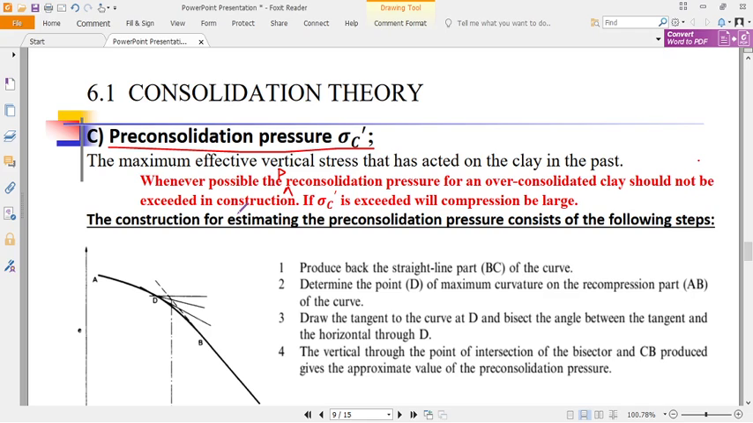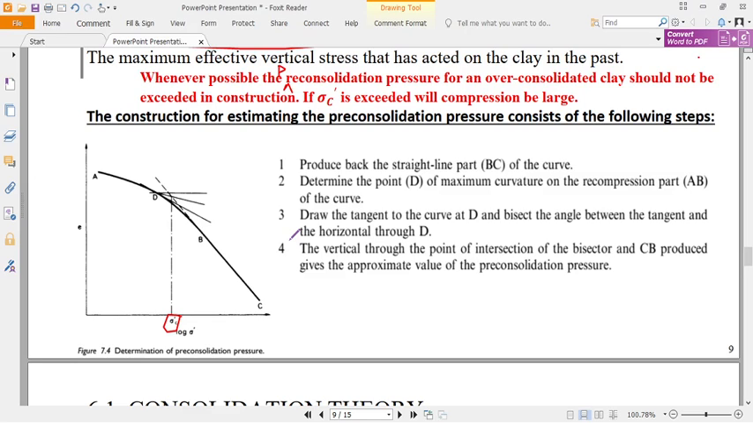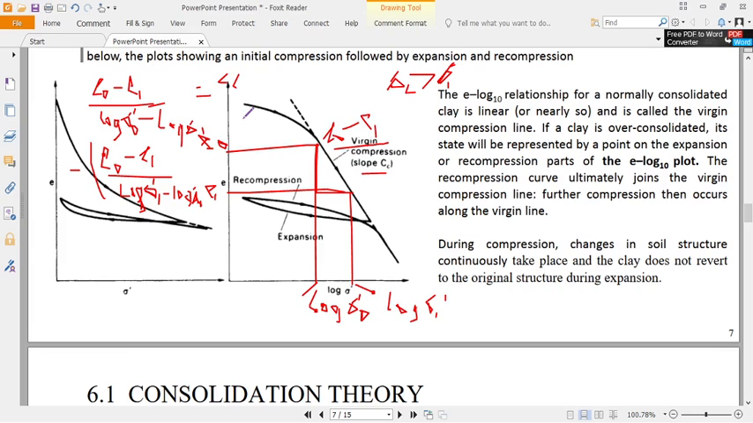So how do we determine this pre-consolidation pressure? It is very important. It is very simple. After plotting our curve, e against log sigma, the first thing we do is extend this straight path. After extending, step 1, produce back the straight line BC of the curve. We extend it. Is that okay?